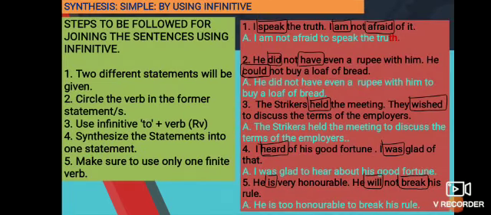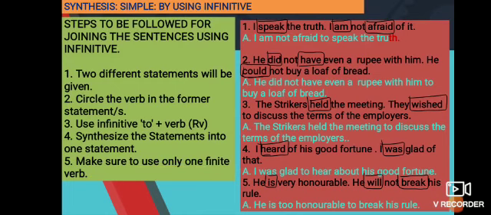Now, what rules or steps do you have to follow for joining the sentences into an infinitive? Step number 1: two or more than two different statements will be given to you. You have to circle the verb in the former statement or the statements. If there are three statements, you have to have three finite verbs. Out of those, two finite verbs you will change into non-finite. Use infinitive to. Children, we have taught you to plus verb. So the verb that is used with to is always used in its first form or the root form. Then synthesize the statements into one statement. Make sure to use only one finite verb because it is simple synthesis.